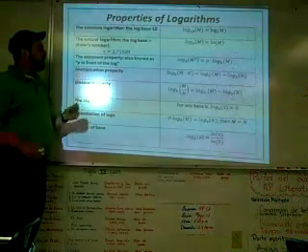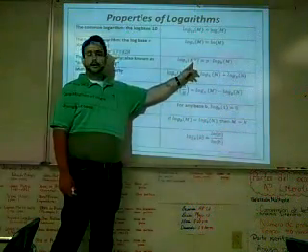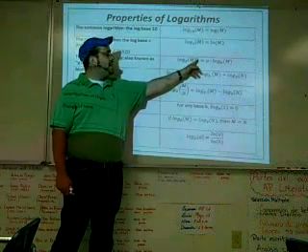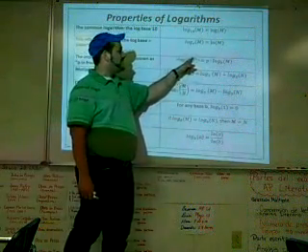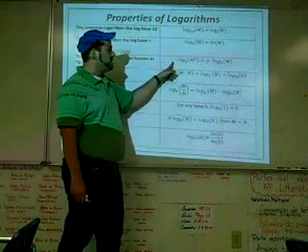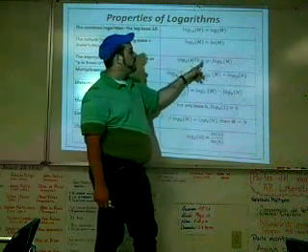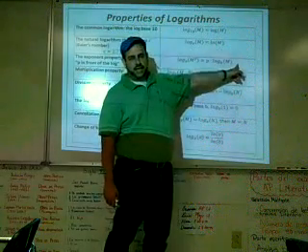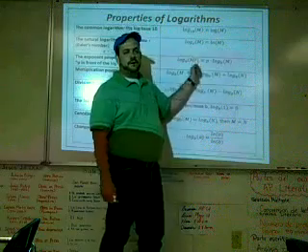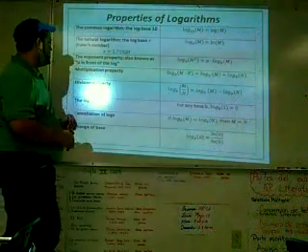This is our favorite property ever. If I have the log of a number being raised to a power, then this is the p in front of the log property. You can bring the exponent down in front of the log. So instead of your log of a number raised to a power, you bring the power down in front, and it's the power times the log of that same number. This is definitely the most useful property. We're going to make great use of it.